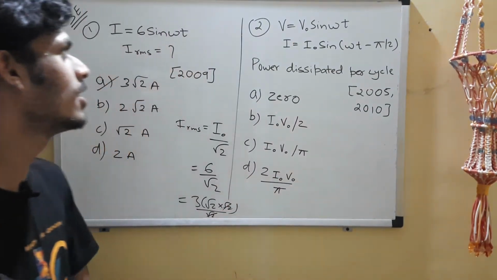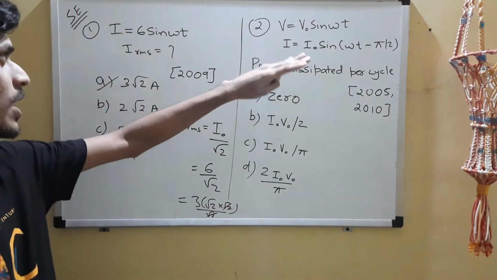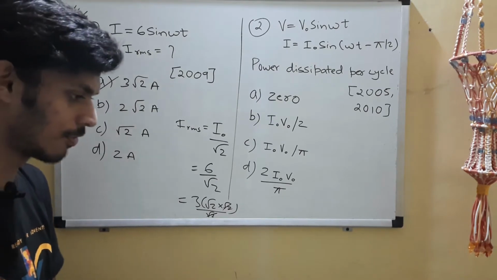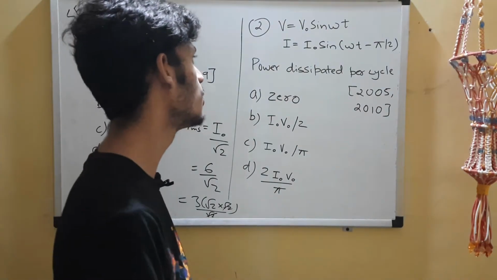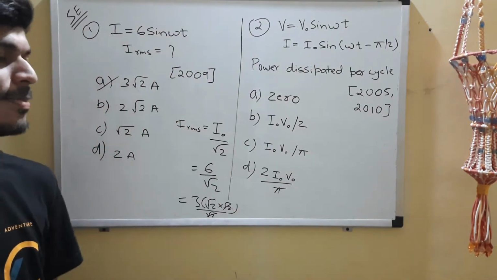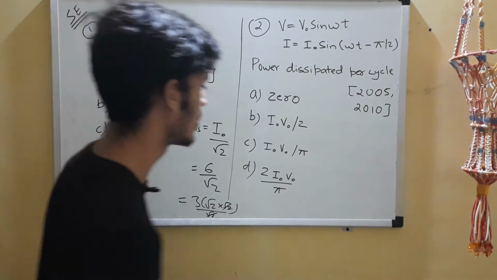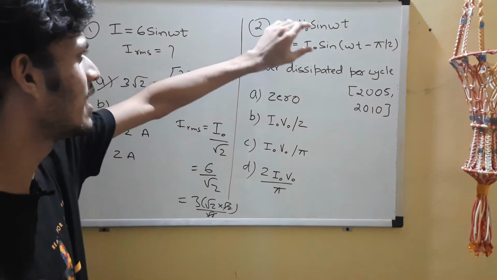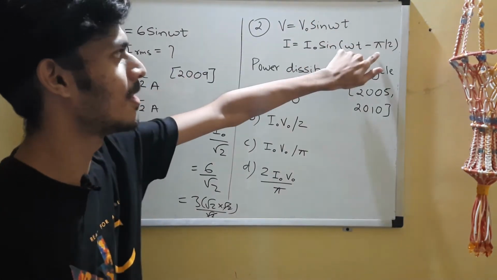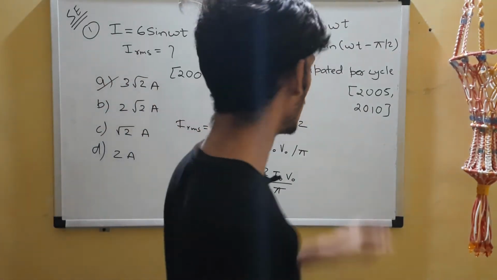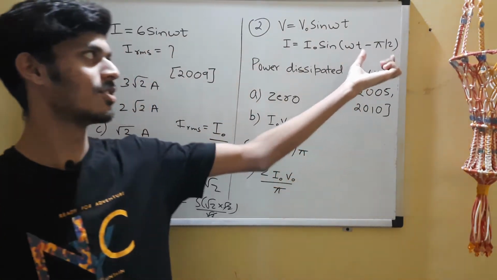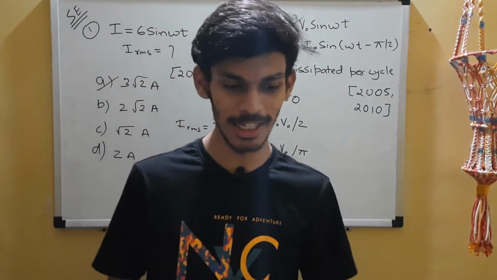Let's come to this question. Here you are given the equation of voltage and current for an AC source, and you are supposed to find the power dissipated per cycle. Now it's just a formula based question, right? Or else you can directly see that the phase difference between them is 90 degrees, pi by 2.